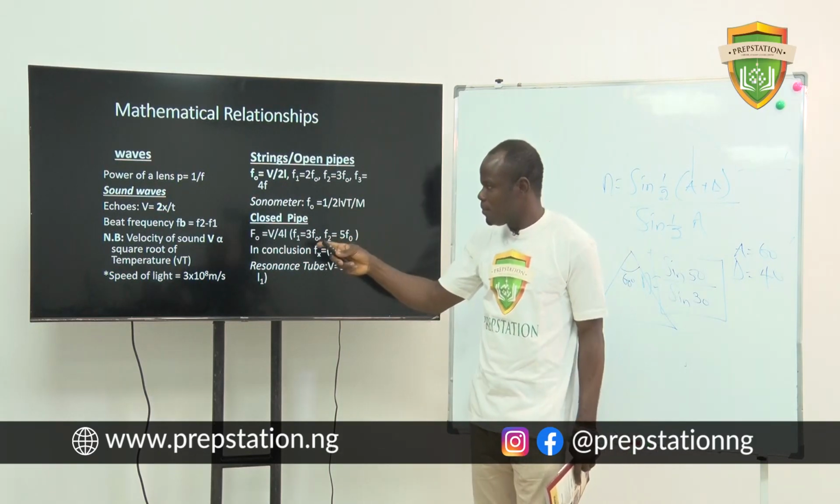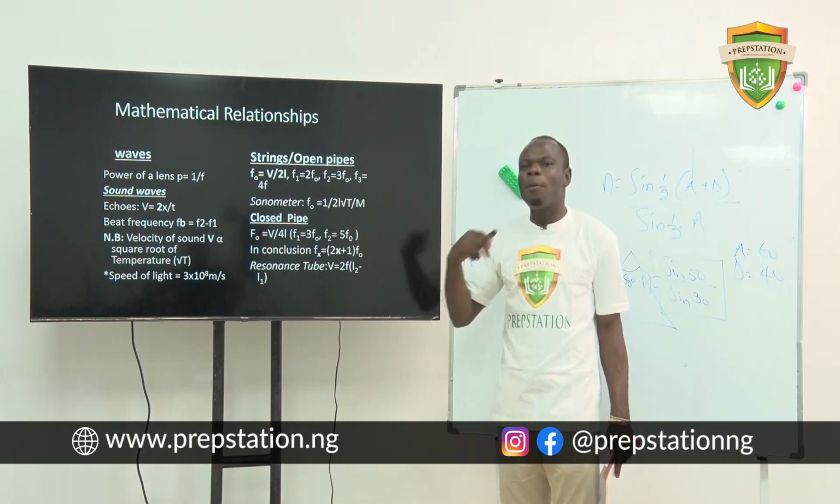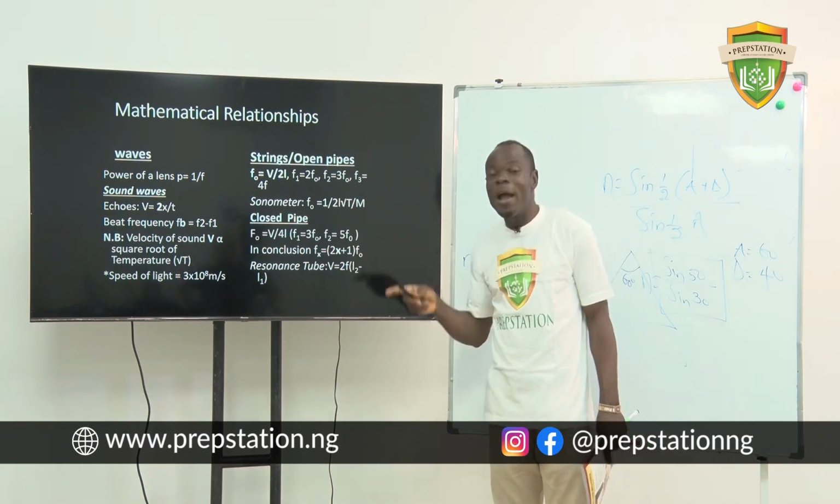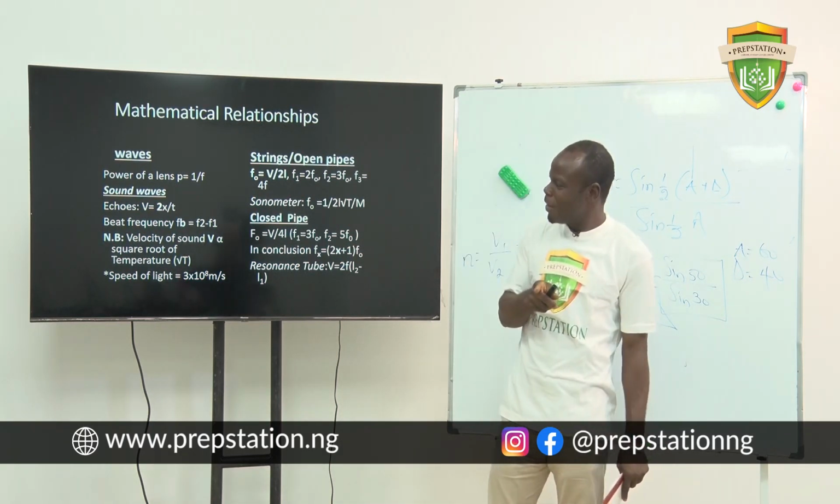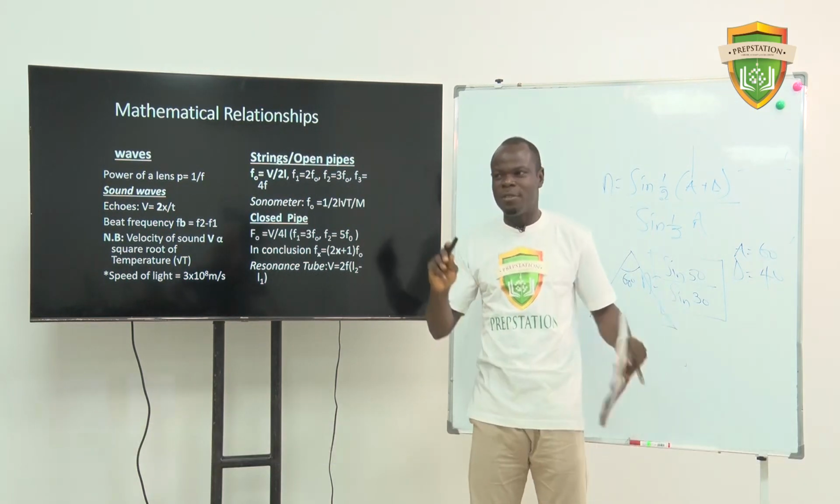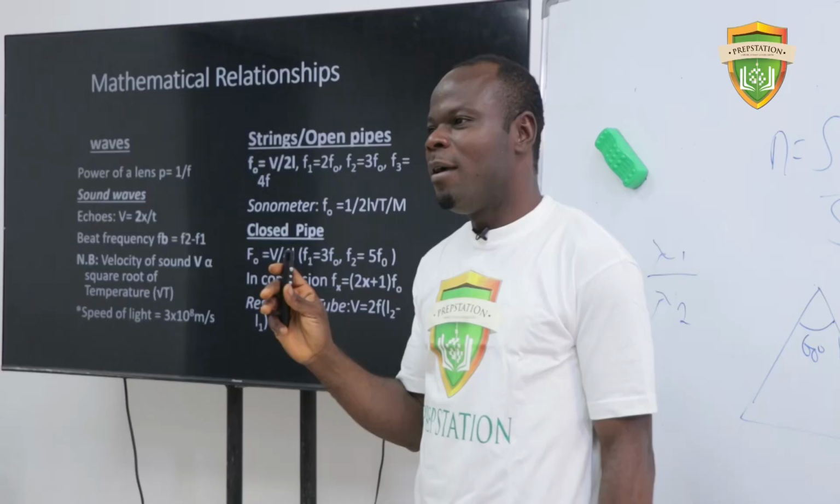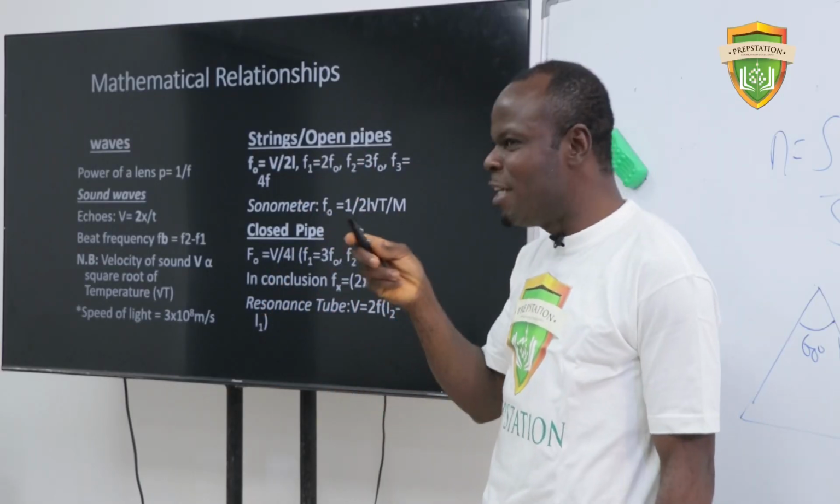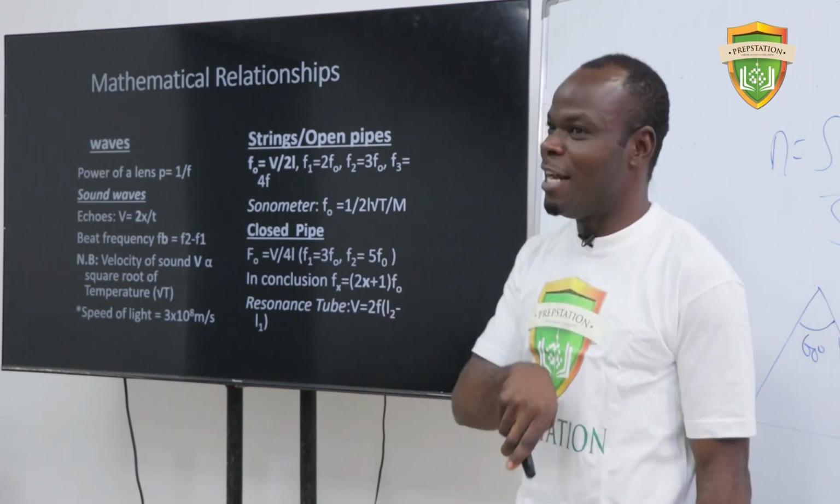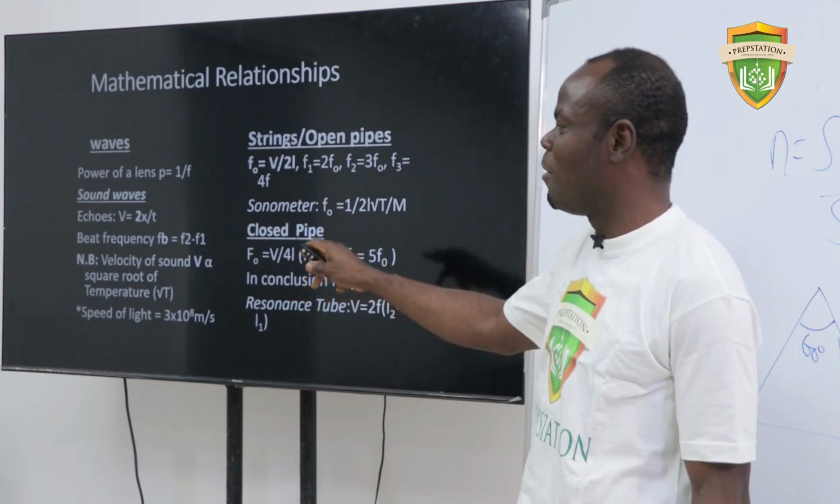So take note, the velocity of sound is directly proportional to the square root of temperature. Somebody will ask, how come? That's why when you shout, for example, in the morning time, the sensation will be different from that of the night. I told you that you are going to be applying all this. We're going to see questions that will revolve around this today.